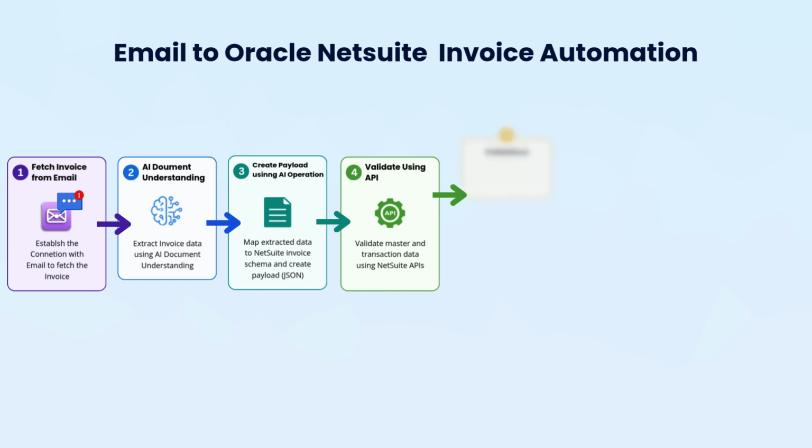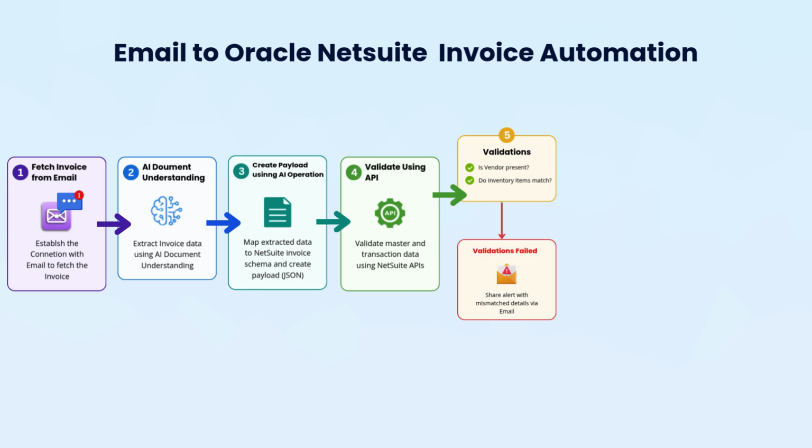This includes verifying whether the vendor exists, confirming that inventory items match the master records, and validating other required business rules. If any discrepancies are identified, such as a missing vendor or unmatched inventory item, the system automatically sends an alert email with detailed exception information, enabling the appropriate team to review and take corrective action.